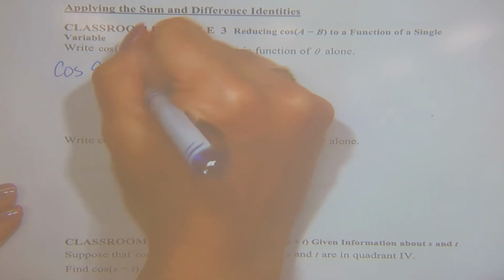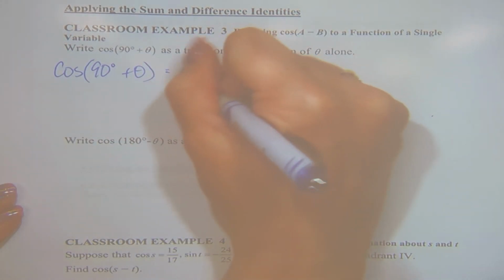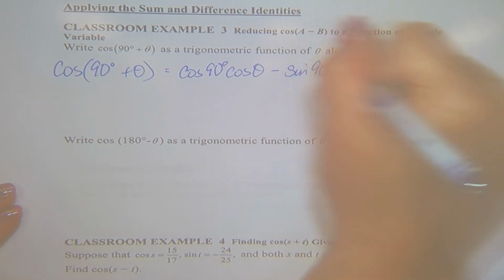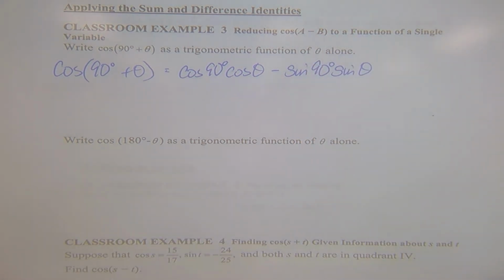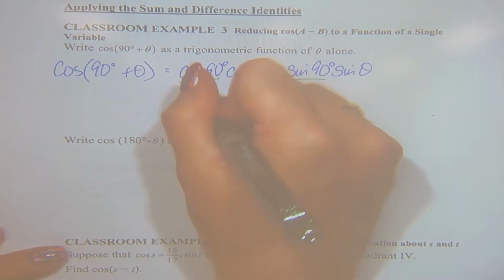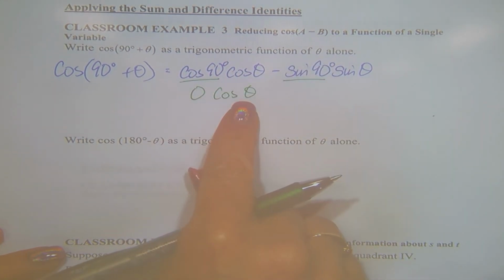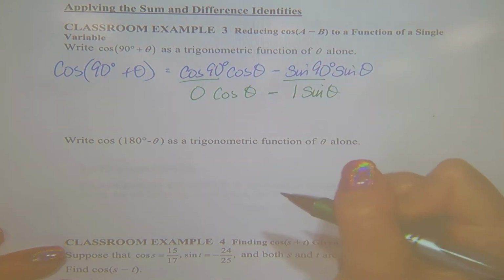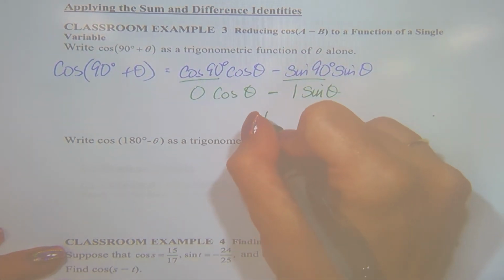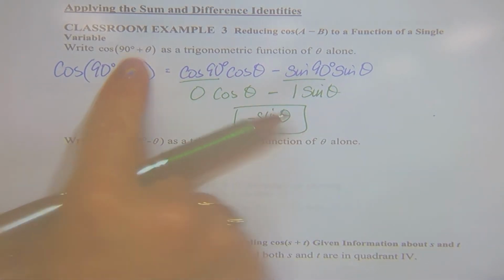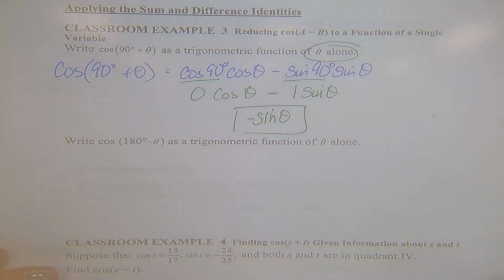Cosine 90 degrees plus theta, cosine sum identity: cosine of the first angle times cosine of the second, minus sine of the first angle, sine of the second. I don't know anything about theta because theta could be anything, but I do know cosine and sine of 90 degrees. Cosine of 90 degrees is 0, and anything times 0 is 0. Sine of 90 degrees is 1. So I'm left with a negative, and I don't have to have that 1 there, negative sine theta. I started with what I was given, and I wrote it in terms of theta alone.